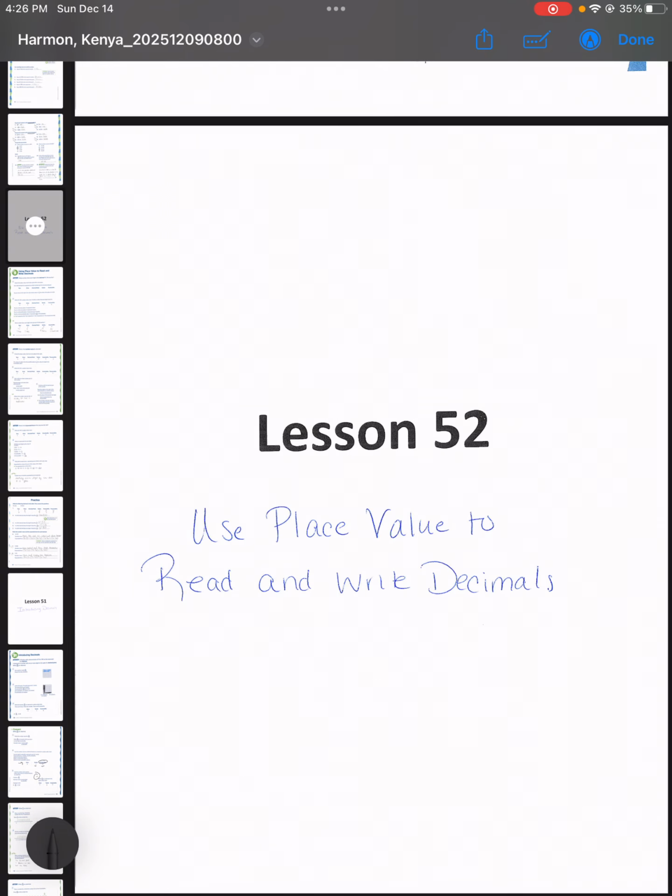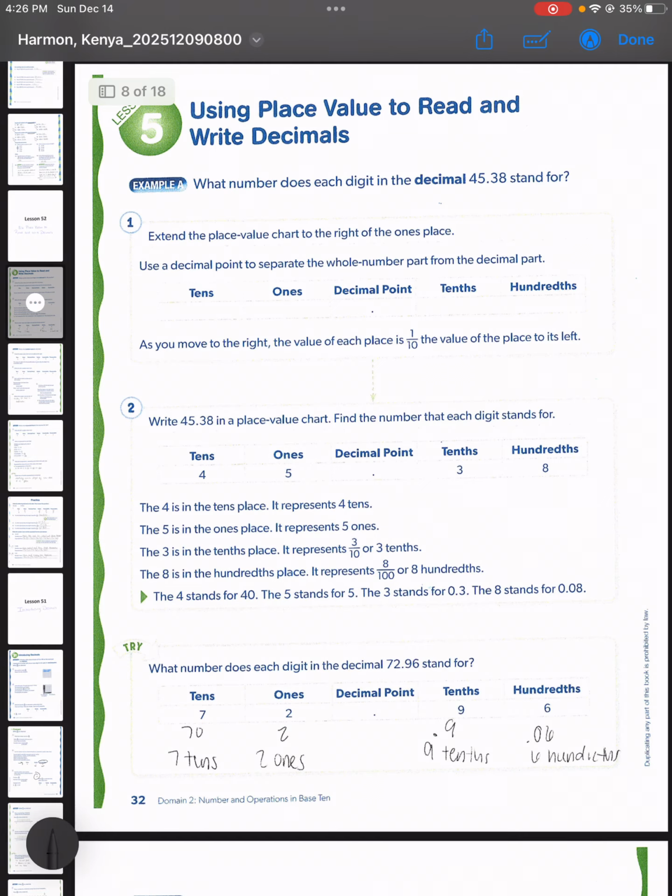Lesson 52 builds on Lesson 51, where students are now using their place value to read and write decimals. For this lesson, it is going to be really helpful that students always have place value charts with them so that they can write the numbers on the chart. So if we look, we have a number 45.38, 45 and 38 hundredths. We want to be able to identify what each digit stands for. So students on their place value chart are going to write this number in the chart to be able to identify the digits, just like they did in step 2.